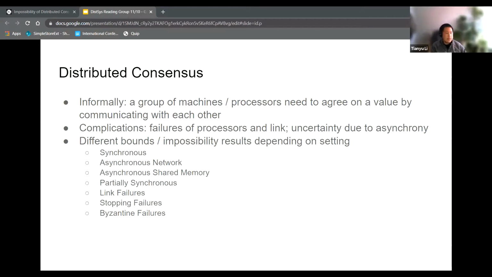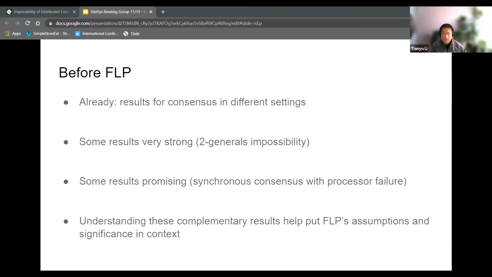But depending on the actual setting you choose, there are different bounds or impossibility results for distributed consensus. Just to give you a couple, you can have a synchronous setting, asynchronous network, shared memory, partially synchronous setting with different types of failures. And even before this paper was written, a lot of results already existed in the field of consensus, right?